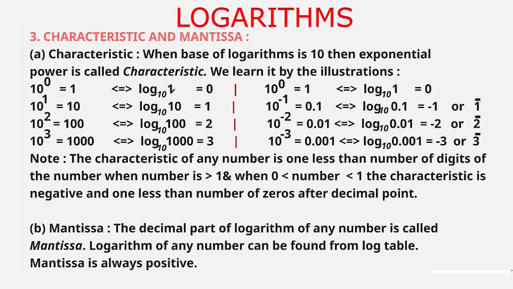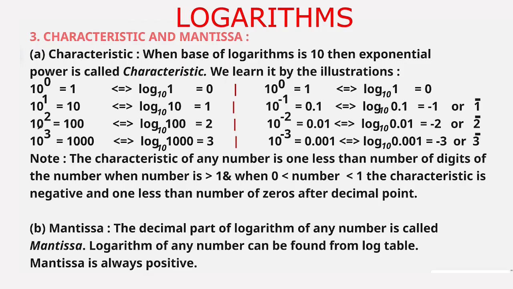This gives log 1 base 10 equal to 0. Here you see that 10 to the power 0 and the characteristic is also 0. When the log of 1 is taken, the characteristic is 0. 10 to the power 1 equal to 10. This implies that log 10 base 10 equal to 1. Here the exponential power is 1 and the characteristic is also 1.